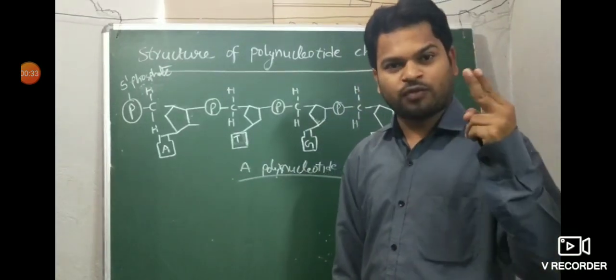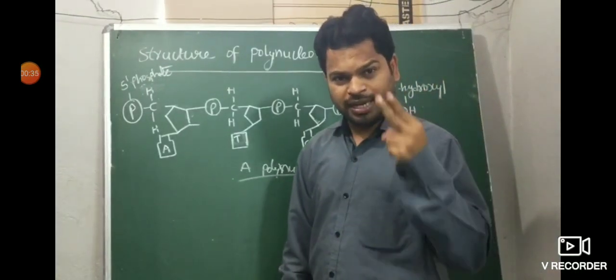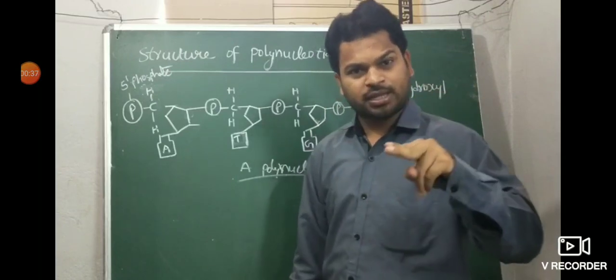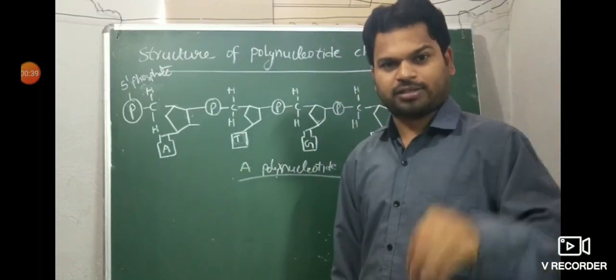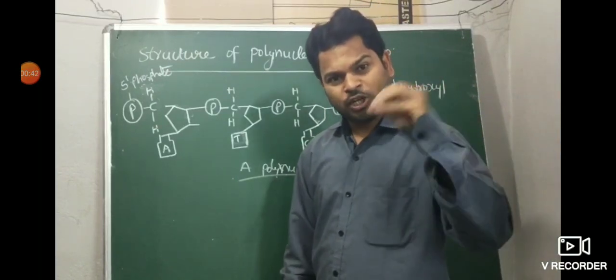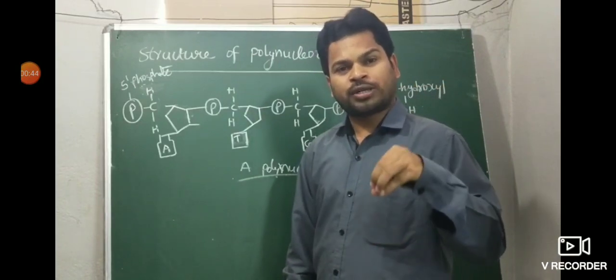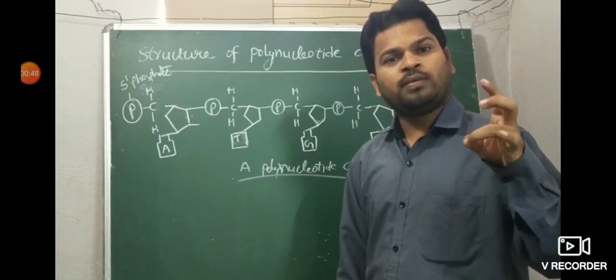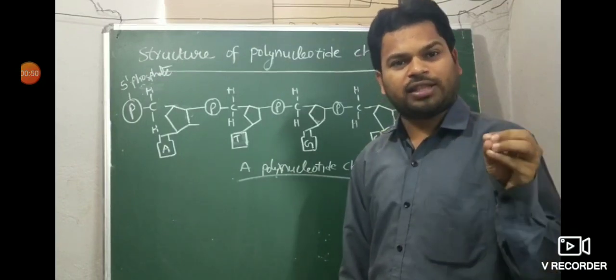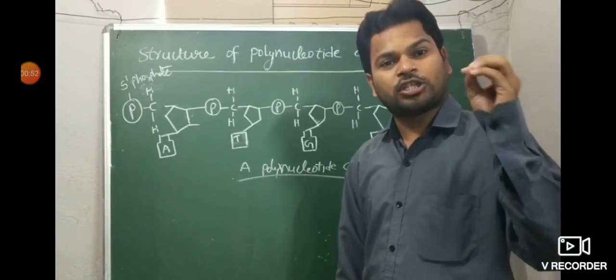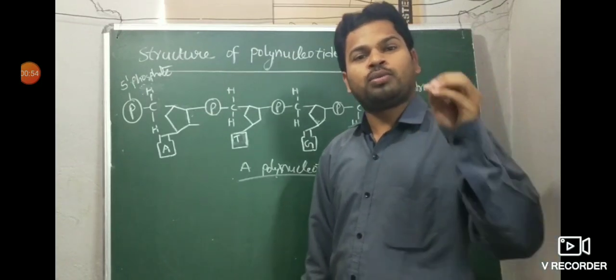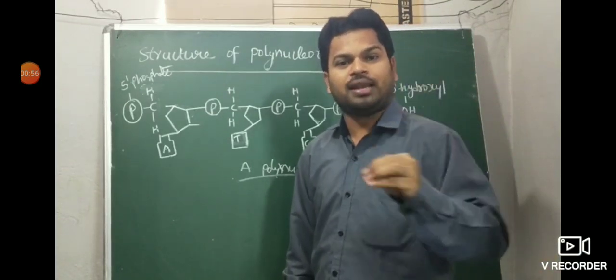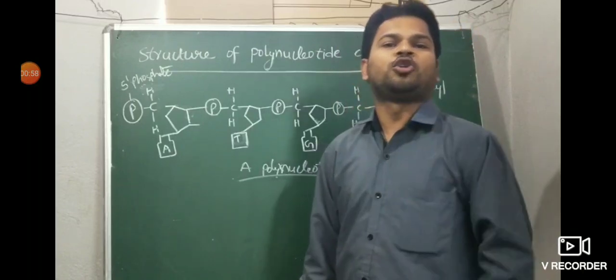There are two types of nucleosides. In DNA, deoxyribonucleosides; in RNA, ribonucleosides. Then what is a nucleotide? Phosphate, sugar and nitrogen base, all three are there. A phosphate group attached to the 5' hydroxyl of a nucleoside is called a nucleotide.